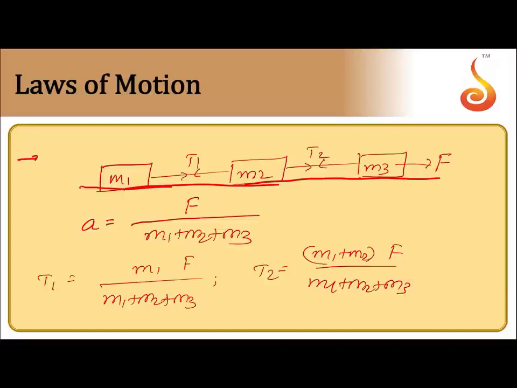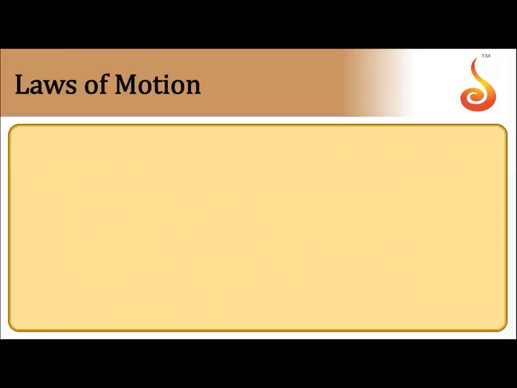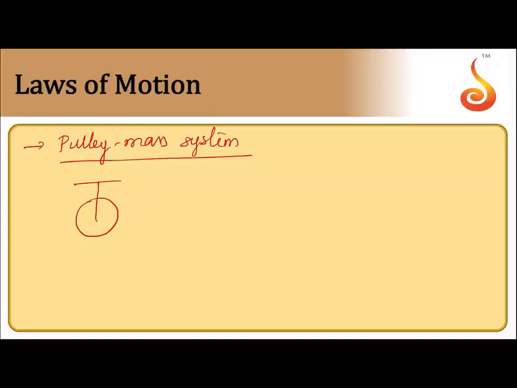Let us consider one more case. I am considering a pulley mass system, a light and smooth arrangement, m1, m2. Assuming that m2 is greater than m1, the system accelerates down along this direction, and this also accelerates up along this direction. Now, what are all the equations for motion?